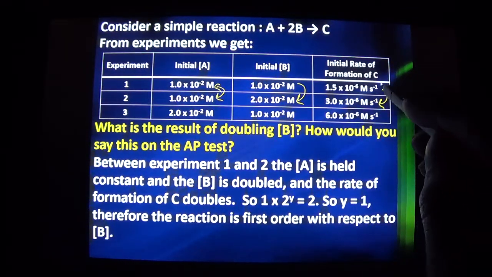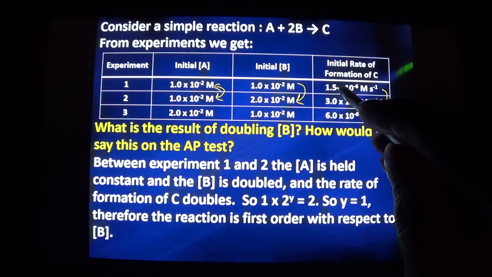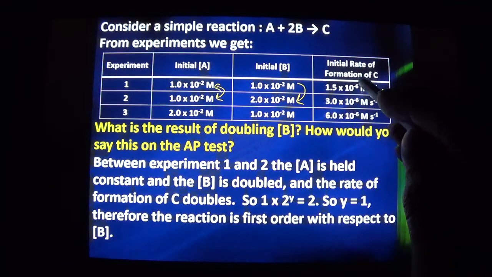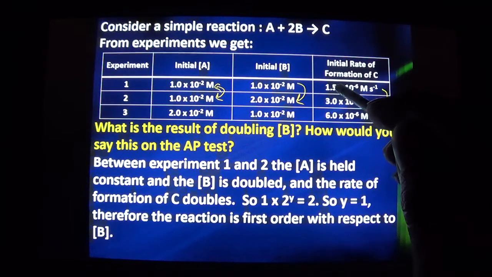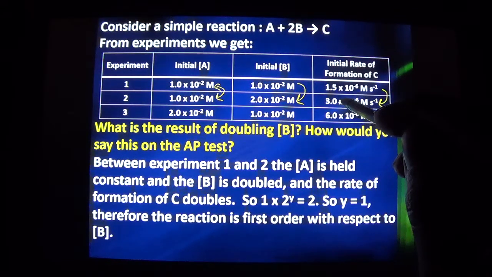Check out the rate of C forming, and be sure your exponents are the same. That's going to trip you up. Students get that messed up all the time, so be careful. We're going to have the rate 1.5 to 3.0 double.